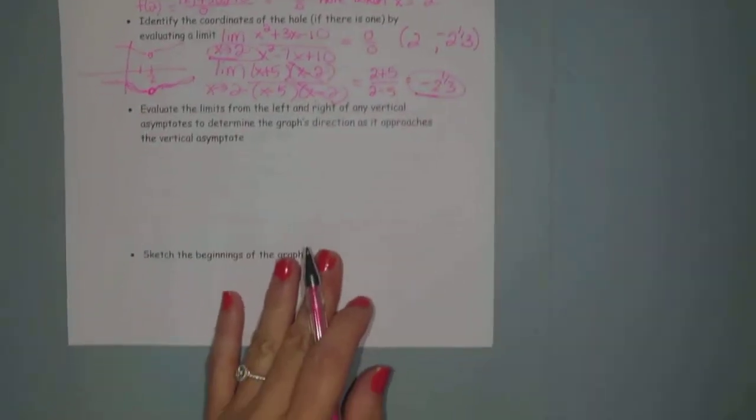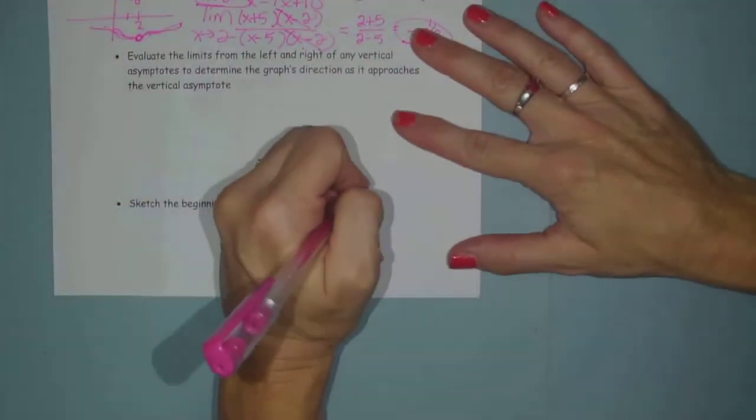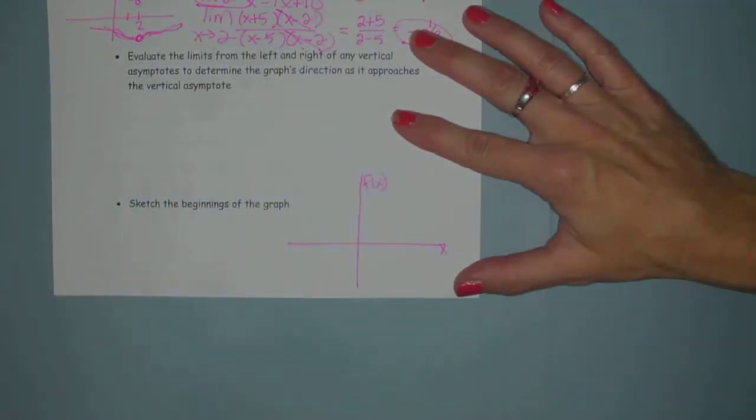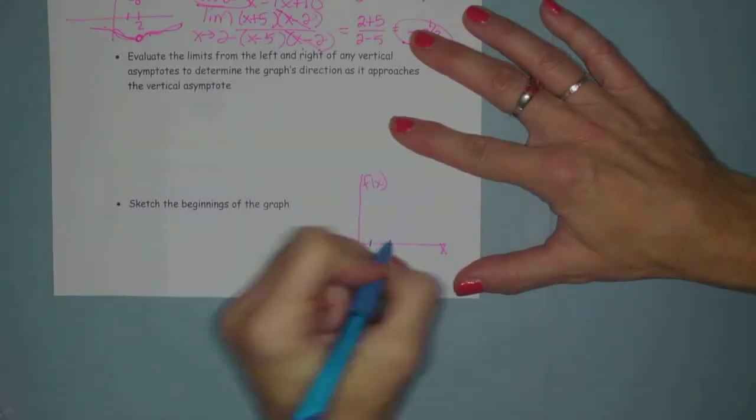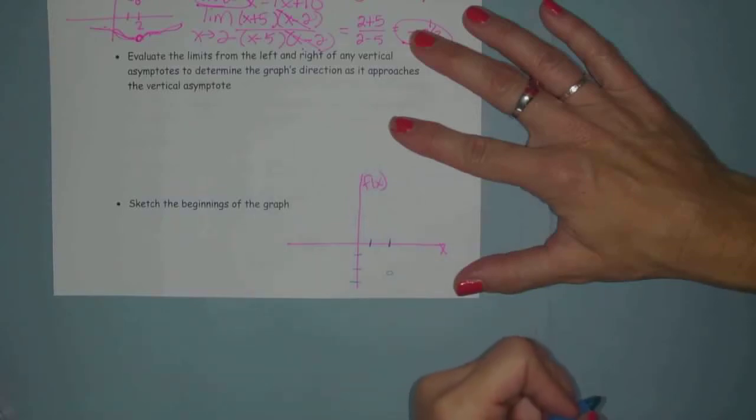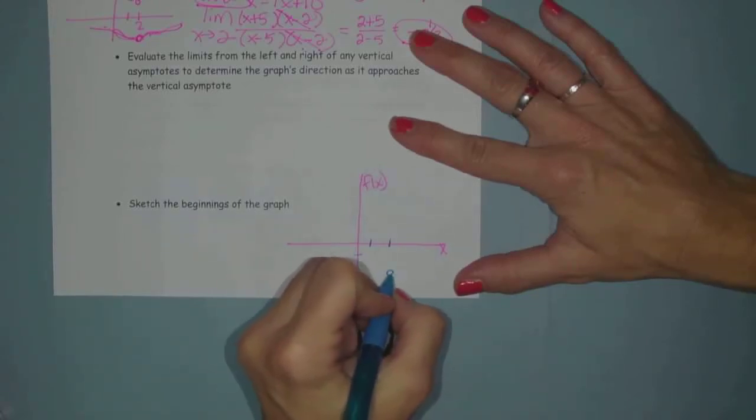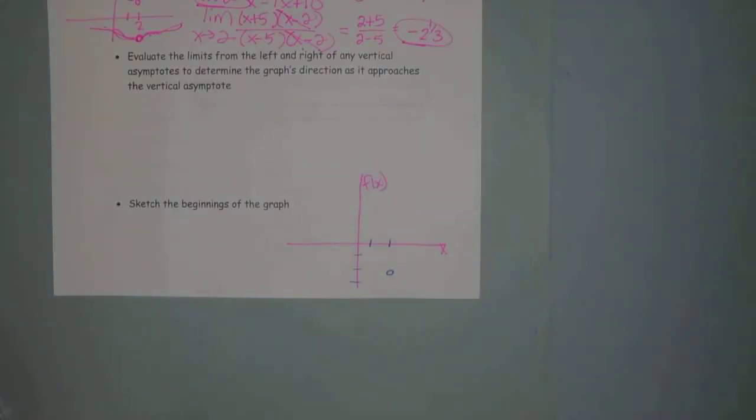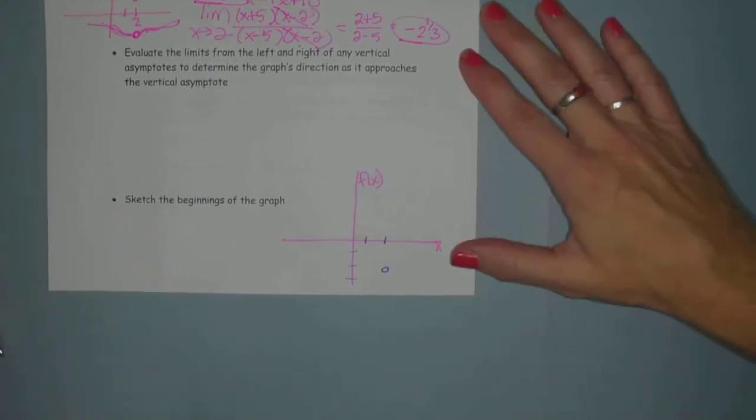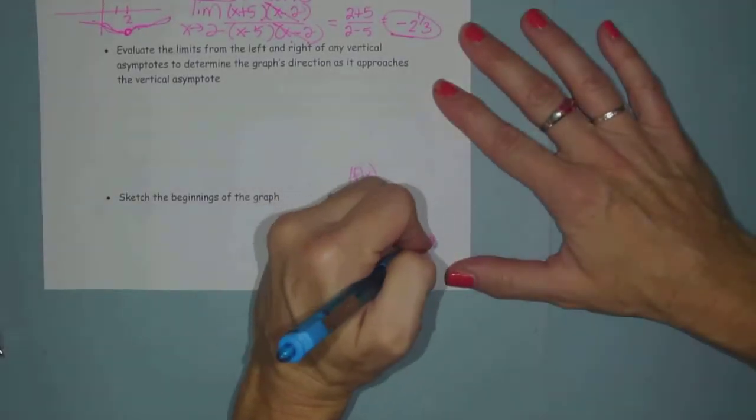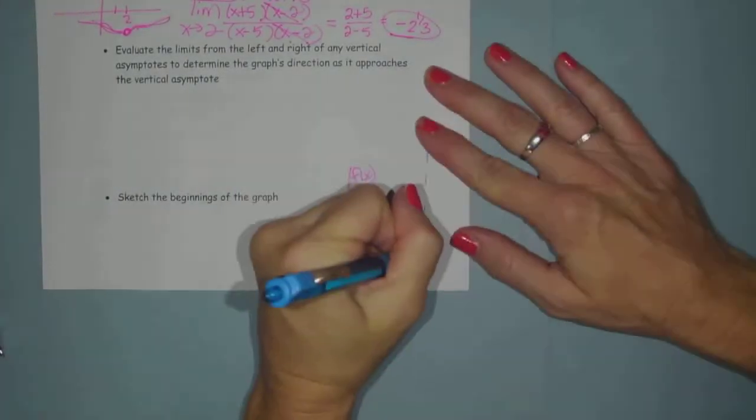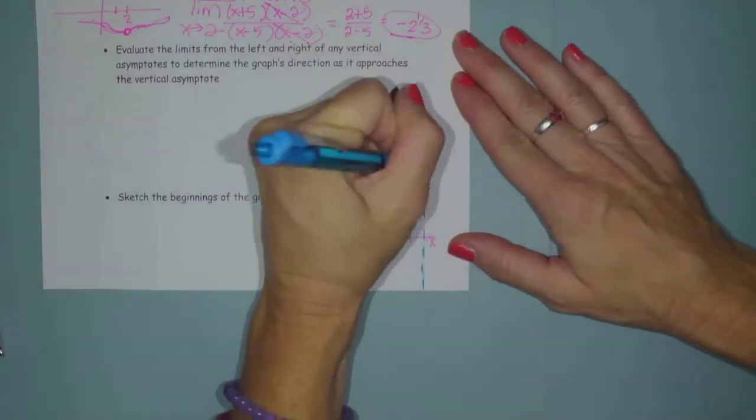And I'm going to go down here and start sketching the beginnings of this graph. So this is what I have so far. I have x, I have f of x, and I've got a hole at x equals 2, y equals negative 2 and 1/3. There it is. Okay. Now, I also know that I've got a vertical asymptote at x equals 5. So I might as well get that on there too. 1, 2, 3, 4. At 5, I have a vertical asymptote. So I'll put that on as well. Make that a little bit darker for you.